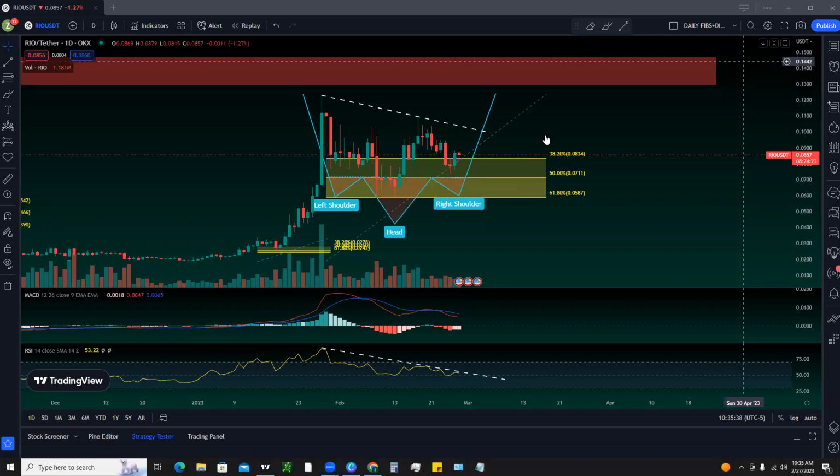Okay, so if you look here currently, we have a nice inverse head and shoulders pattern forming. We have our left shoulder right here, we got our right shoulder forming currently right here, and then here's our head. So this is a bullish chart pattern.